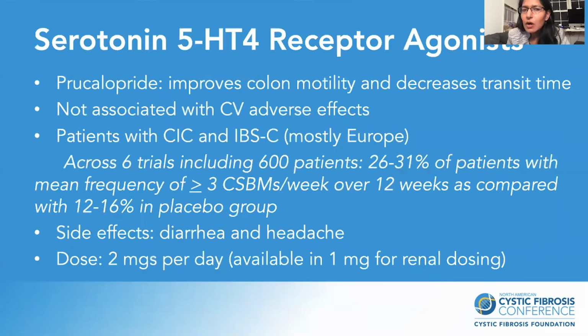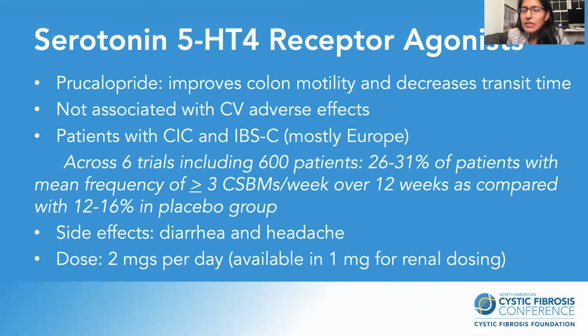So let's talk about our last class of medications. These are the serotonin 5-HT4 receptor agonists. And the drug that we have in this class is prucalopride. And prucalopride works by improving colonic motility and decreasing transit time. And prucalopride is actually a selective 5-HT4 receptor agonist. So it actually has not been shown to be associated with any cardiovascular adverse effects, unlike some of the other agents that work on serotonergic agents, where there has been a signal and a concern for cardiovascular adverse effects.